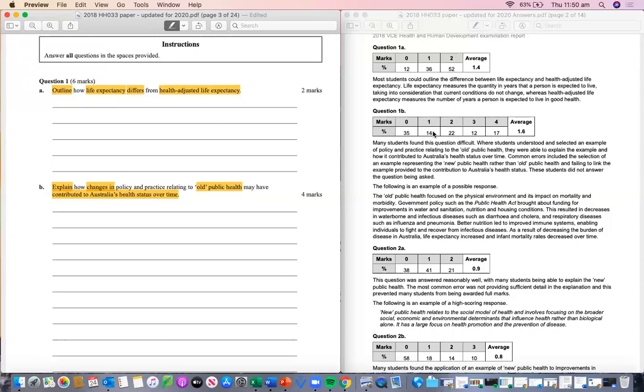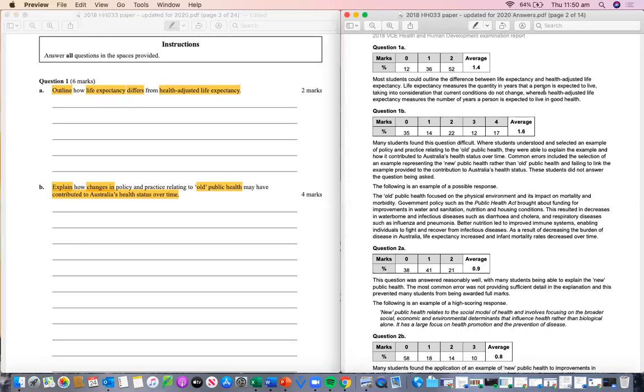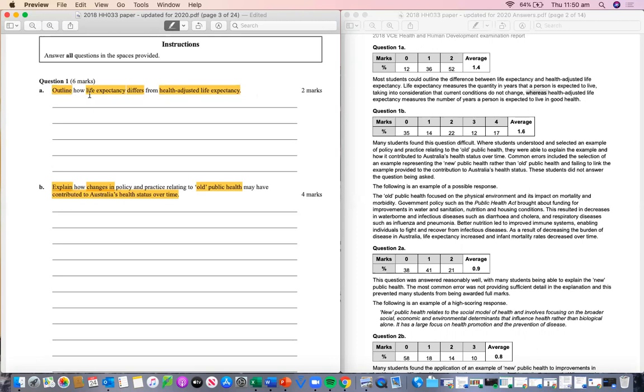But the main thing about this is having a contrasting statement. So with this question, how to properly answer it is to have a definition for both life expectancy and health adjusted life expectancy. But the key thing here is to have 'whereas', which is highlighted here. The main reason for that is because this question is asking you to outline life expectancy and its differentiation from health-adjusted life expectancy. Because it says differs, it needs to be a contrasting statement.